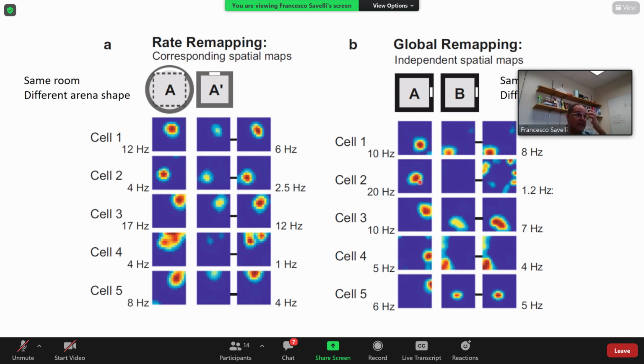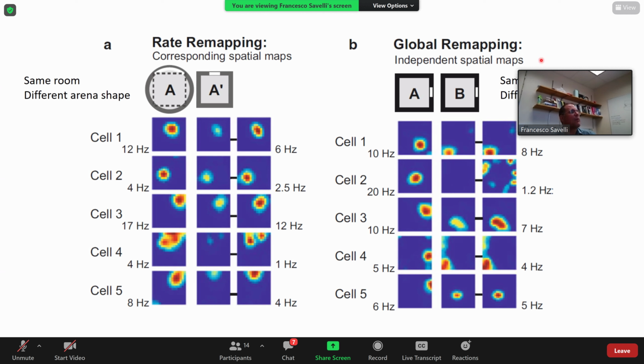And so you see here, they become silent, going from 20 hertz of peak rate to 1.2 hertz, meaning they just fired a little bit of spikes here and there. So you had to rescale it to see any activity. And you can see what's happening here. There is just a change of what these place fields do in a way that is not systematic. And so they call it global remapping.